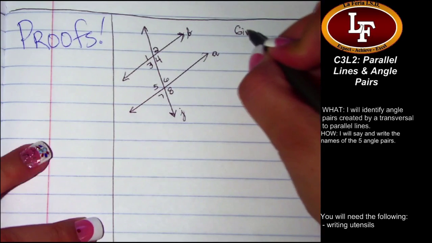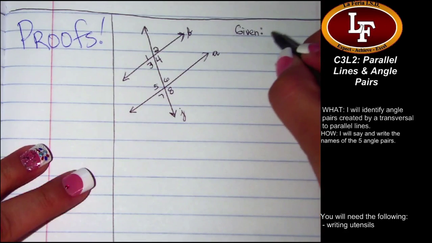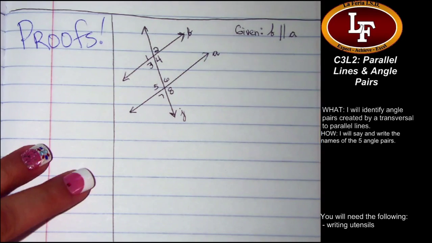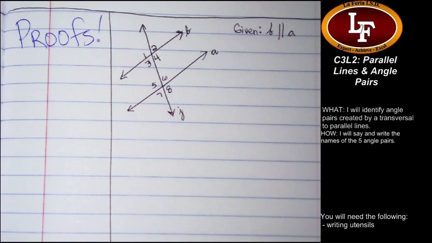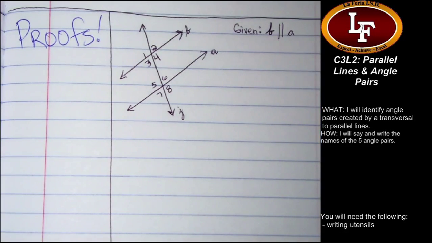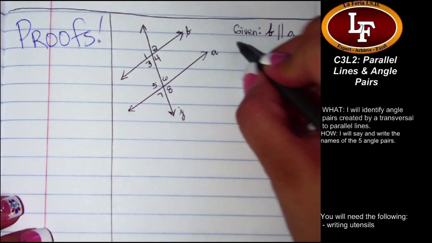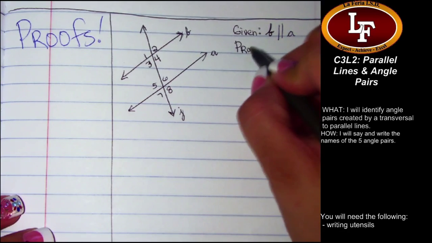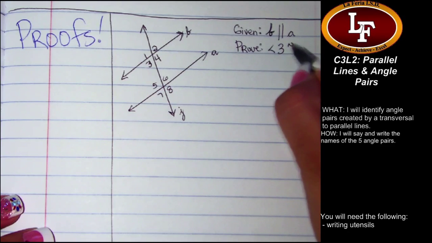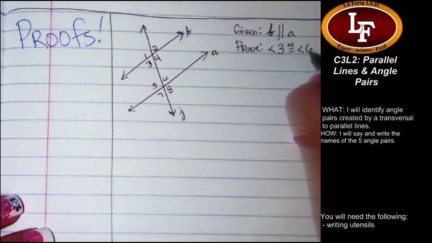All right. We are going to be given this information, which is like our hypothesis. If line b is parallel to line a, that's a cursive b, I'm sorry. So given that line b is parallel to line a, then prove that angle 3 is congruent to angle 6.